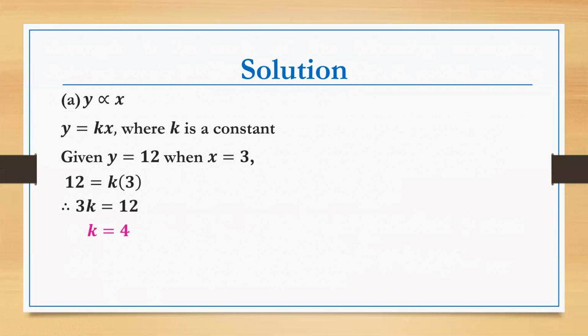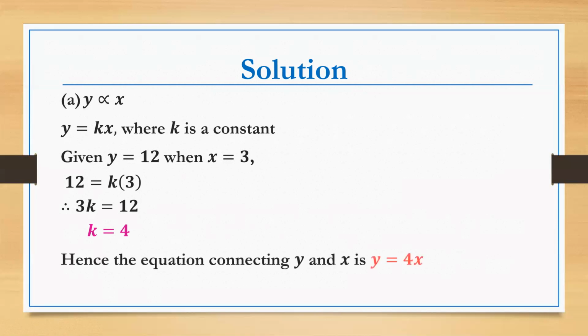So I can rewrite the equation connecting y and x as y equal to 4x, because now I know the value of k, which is equal to 4. So initially I had written it as y equal to kx, and k now is equal to 4. So the equation will be y equal to 4x. This is also sometimes called the equation of variation.